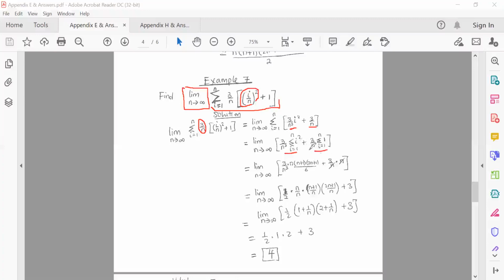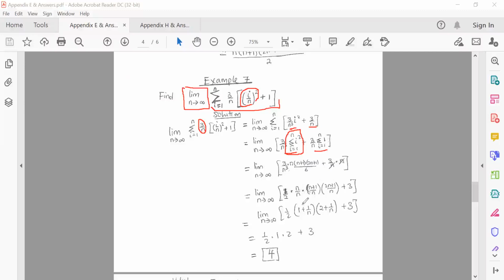Once you do that, notice this is an identity. We know the sum from i equals 1 to n of i squared is just n times (n plus 1) times (2n plus 1) over 6. Those 3 identities you need to know: for i, for i squared, and the sum for i cubed. And the sum from i equals 1 to n of 1 just means 1 times n, so you have 3 over n times n.